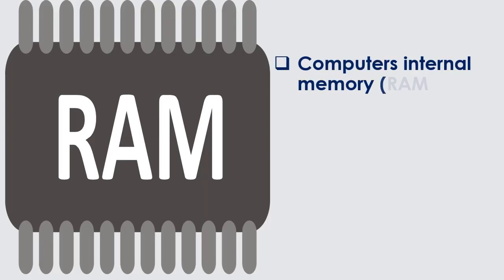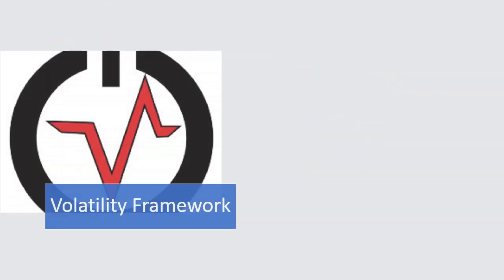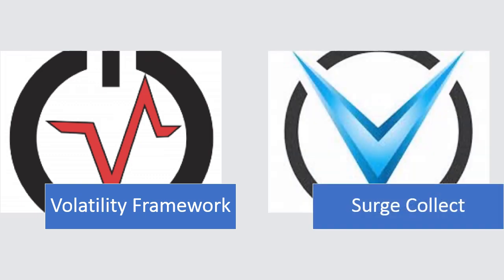A computer's internal memory, RAM, can be relevant in an investigation. For example, a file that is encrypted on a hard drive may be unencrypted when being stored for use by the processor in the computer's RAM. Many tools exist to capture RAM, such as the Volatility Framework and Surge Collect.